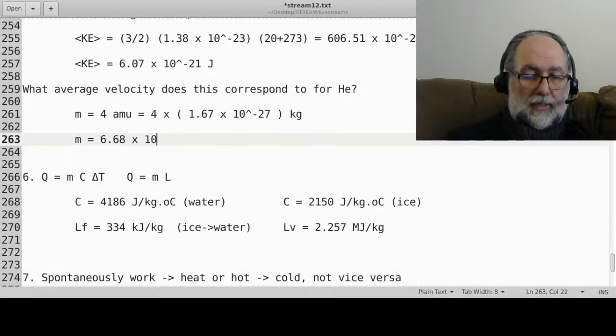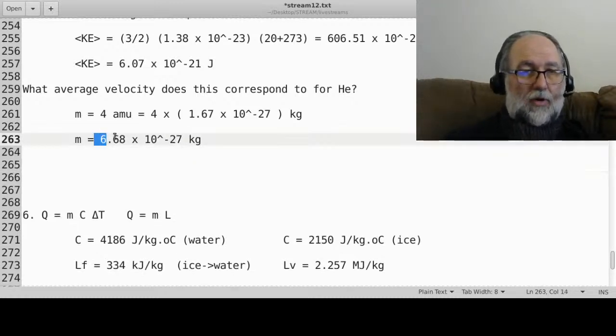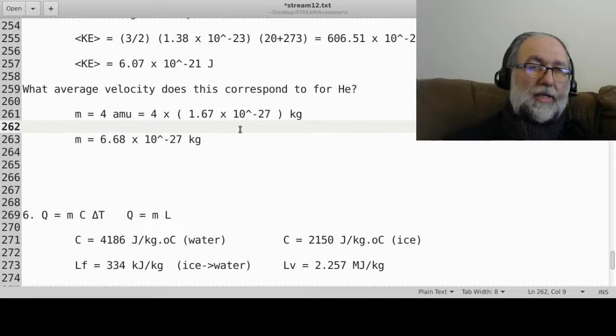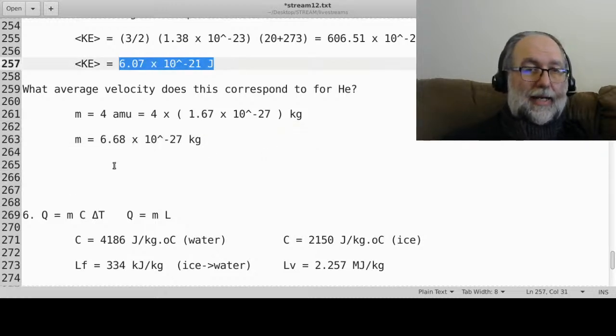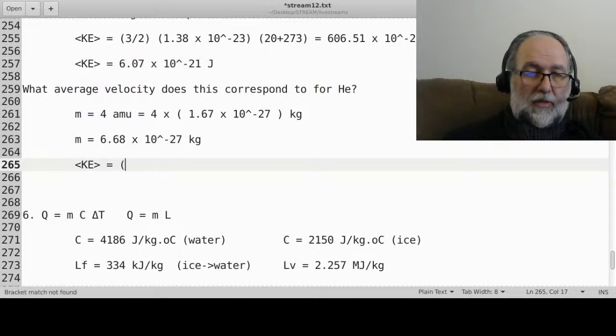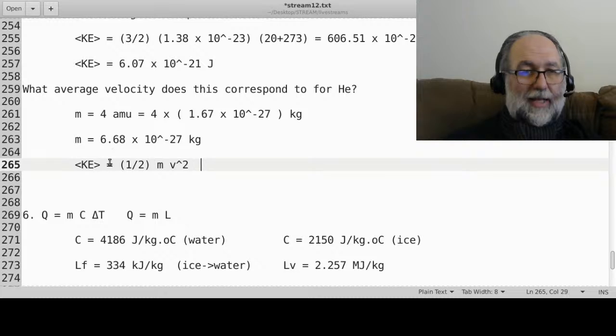6.68 times 10 to the negative 27 kilograms. That's how much a helium atom weighs. You say, well, why did you do that? Well, because that kinetic energy there can be expressed in terms of the velocity as 1/2 mv squared. From last semester, kinetic energy is 1/2 mv squared.